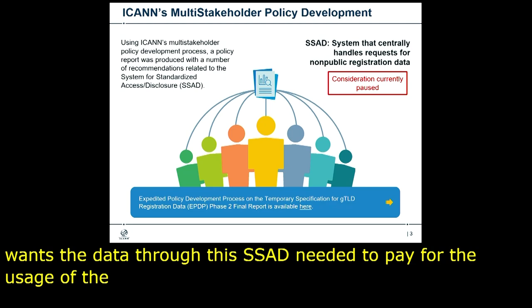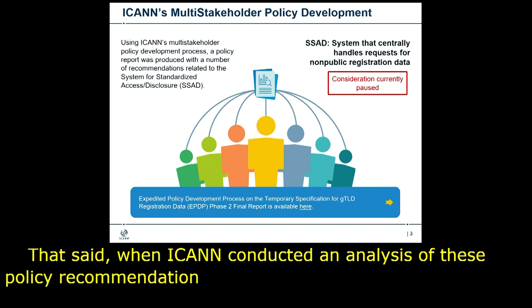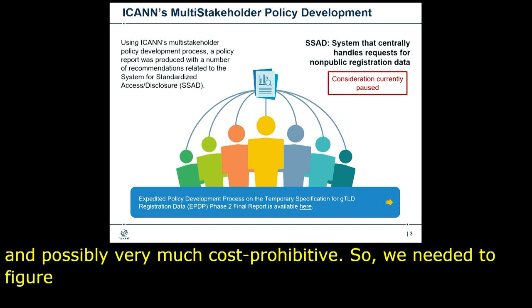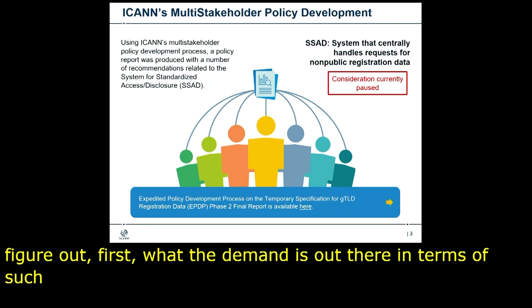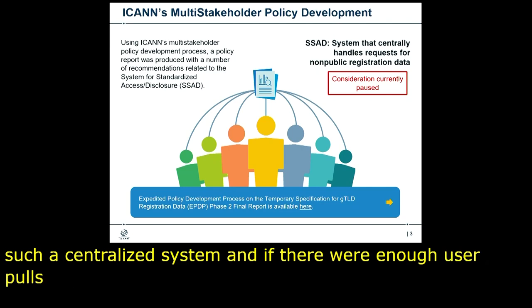That said, when ICANN conducted an analysis of these policy recommendations, it turned out to be very complex and possibly very much cost prohibitive. So we needed to figure out first what the demand is out there in terms of such a centralized system, and if there were enough user pools to sustain this system and the pay-per-use model.